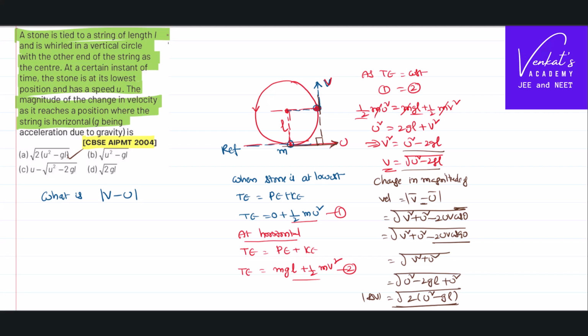To solve this problem, we have used a very simple concept of conservation of energy: when there is no loss of energy, as it is not mentioned that friction or anything like that is present, the total energy of the system is constant at all points. Whatever the total energy is at the bottom is the total energy at the top.